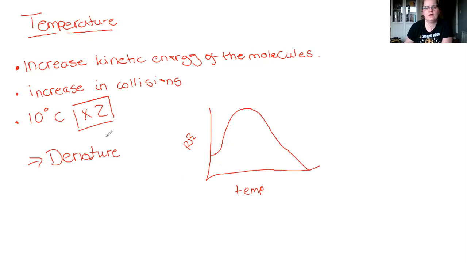Enzymes denature when it is too hot. The increase in heat is what breaks down the bonds. So denaturing occurs because bonds are broken, which changes the active site.